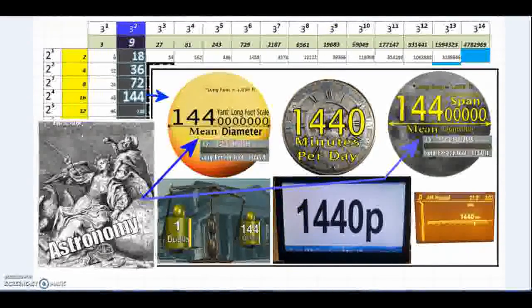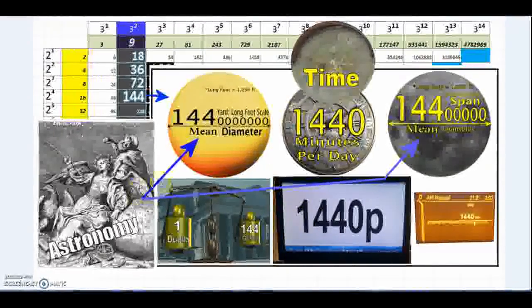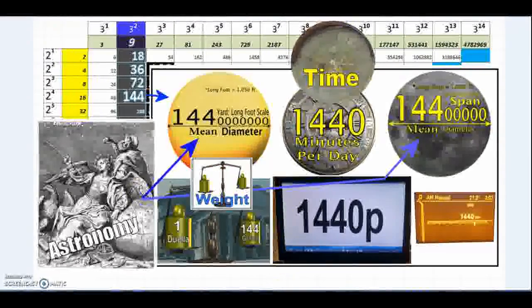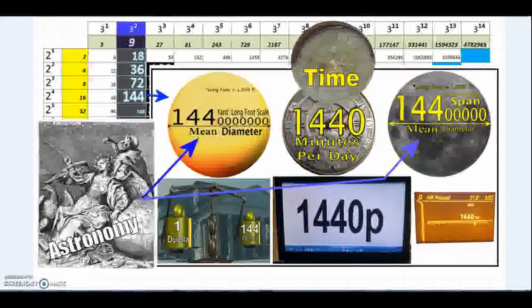But again, we have astronomy, we have time, that would also connect with the earth, but also weight. So the ancient Roman weight scales, which we've seen throughout the earlier numbers, appear again, and carry through to this period.